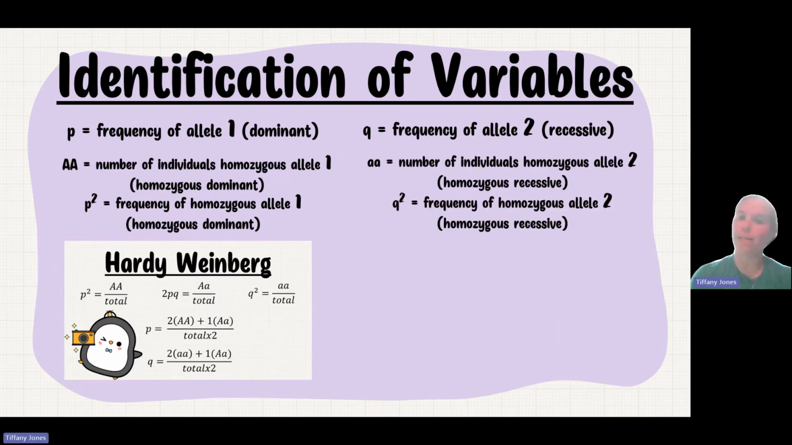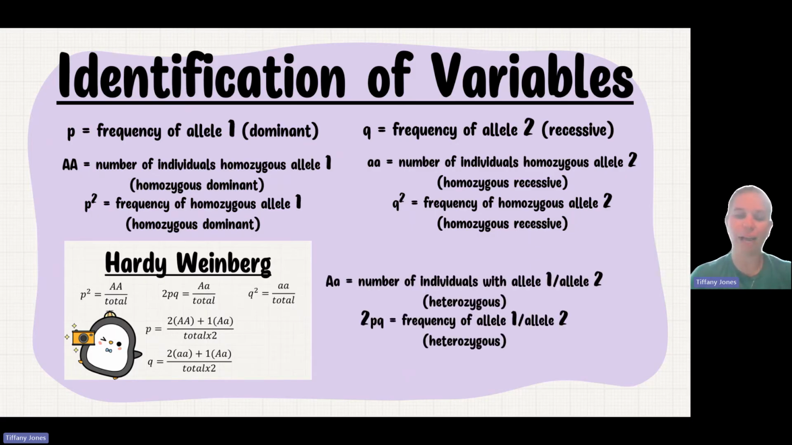aa, or lowercase a, will be the number of individuals that are homozygous for allele 2, or homozygous recessive, with Q squared being the frequency of being homozygous for allele 2, so homozygous recessive. And then Aa would be our number of individuals that are heterozygous for allele 1 and 2. And again, 2PQ would be that frequency.